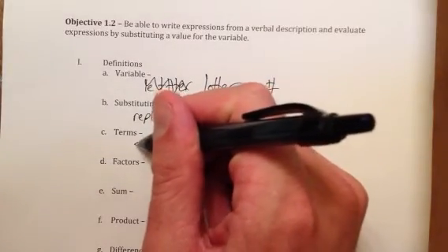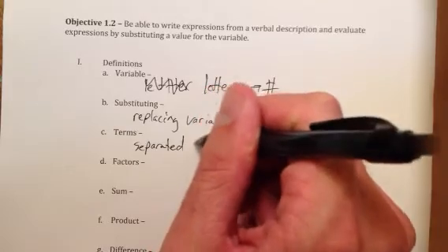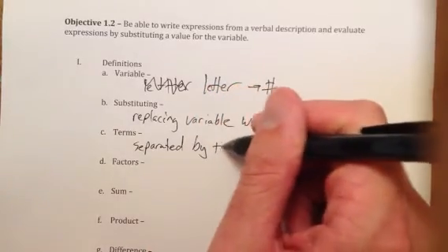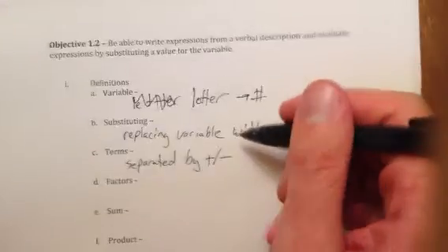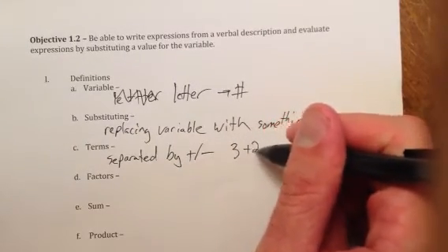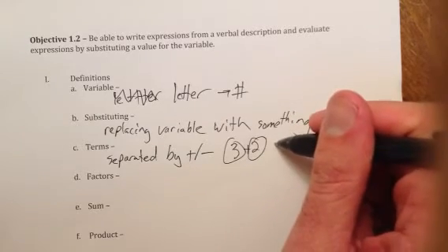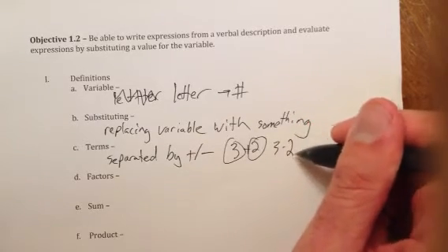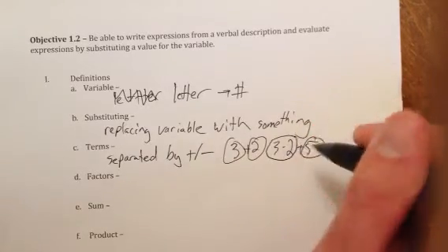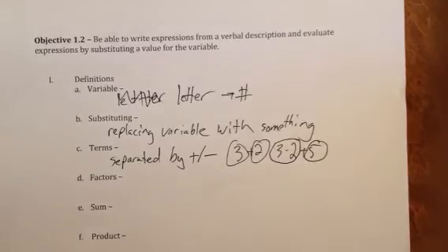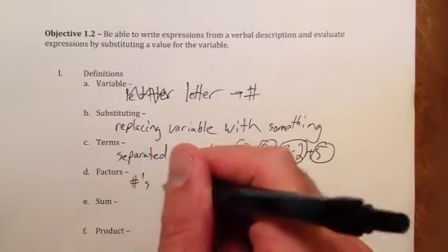Terms are separated by addition and subtraction within an expression. So like 3 plus 2, the 3 and the 2 would be terms. Or even if we had some multiplication there, like 3 times 2 plus 5, 5 and 3 times 2 would both be terms. Factors are numbers that are multiplied.